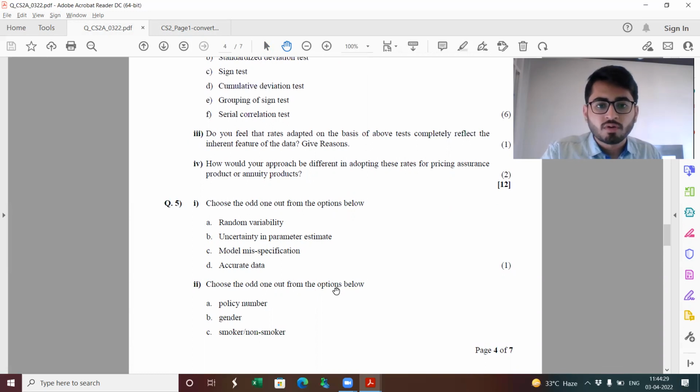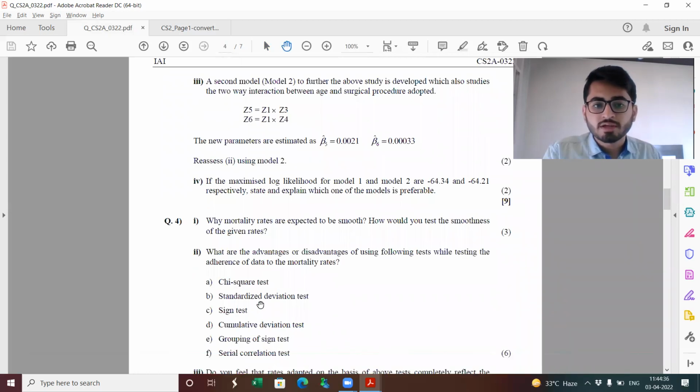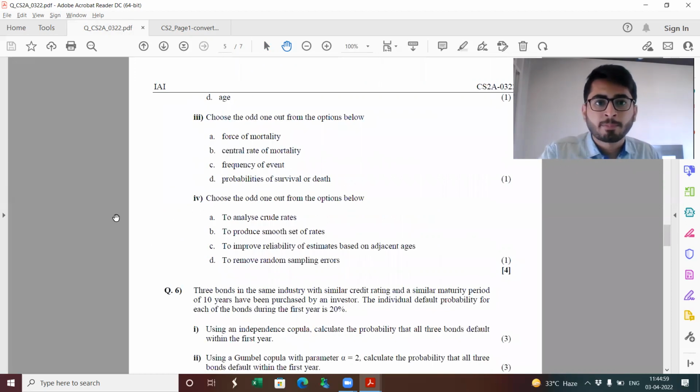Next is choose the odd one out from the options below. Policy number, gender, smoker, non-smoker, age. So remember that we can use age, smoker, non-smoker status or gender as covariates while trying to model the mortality or morbidity, anything. Policy number does not give any characteristic. It is something which we assign, arbitrary. Our policy number generally will not give us any information with respect to the mortality or morbidity details of an individual. So policy number is the odd one out over here.